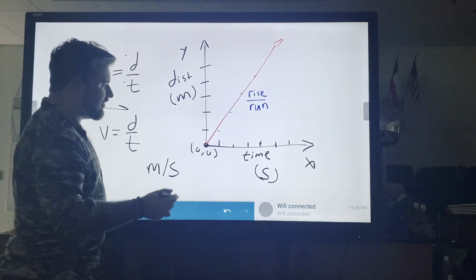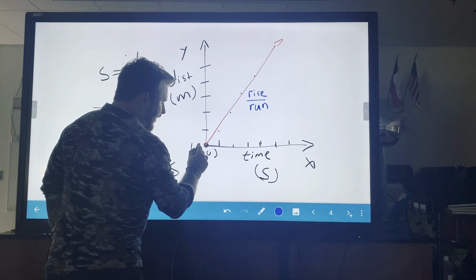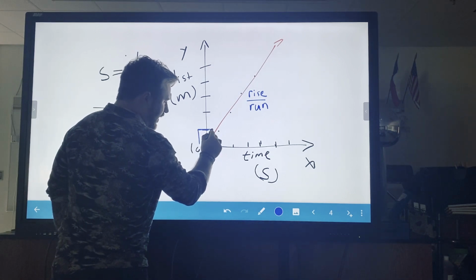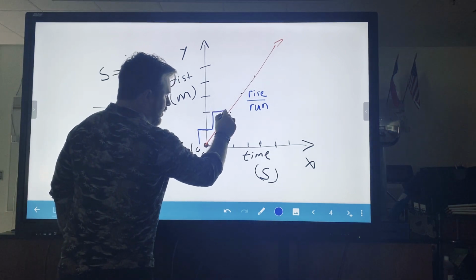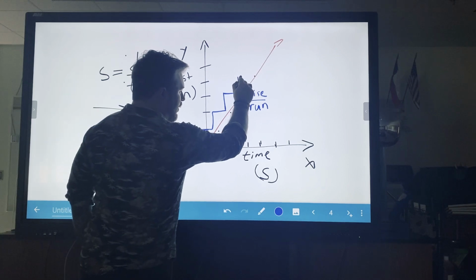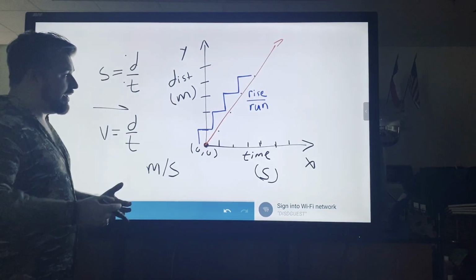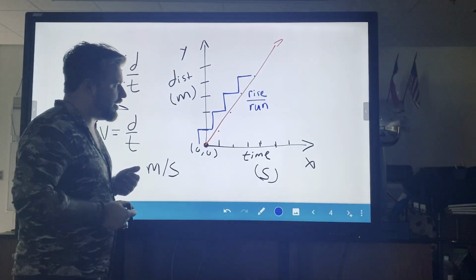So what is the rise of this line over the run of this line? Well, if I go up 1 and go over 1, right? Up 1, over 1. Up 1, over 1. Up 1 and over 1 is rise over run, right?